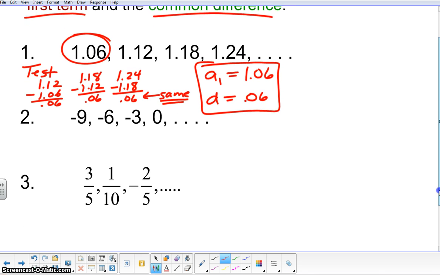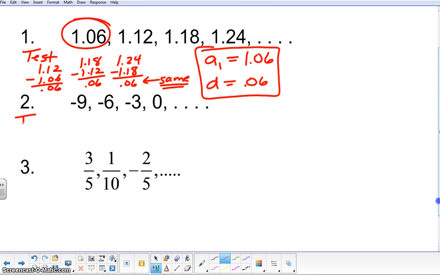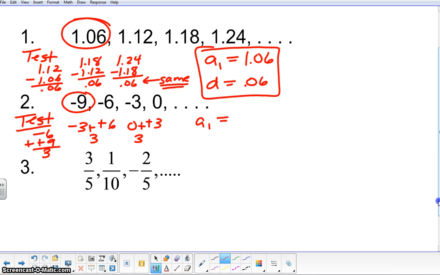So again, let's do the test to see if it's arithmetic. And -6 minus a -9. Okay, that looks a little weird, so let's go ahead and, two negatives make a positive, so you get an answer of 3. And then writing it horizontally even makes more sense. So -3 minus a -6, two negatives make a positive, you get +3. And then for the last one, 0 minus a -3. Notice again, I'm taking the second one minus the one previous before it, and you get 3 as well. So from the sequence, you can see that the first term is -9, and the common difference is 3, because that is what we did when we did our test.